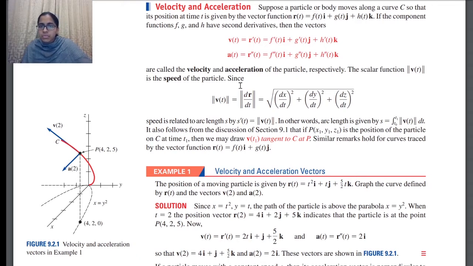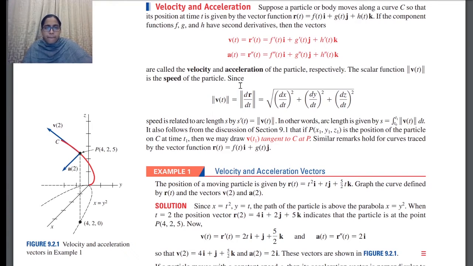So again, let us repeat. Given any vector function r, the velocity v of t is r dash of t, the acceleration is r double dash of t, and the speed of that vector function will be the magnitude of the velocity function. Now next is a relation between the arc length and the speed of the given vector function.